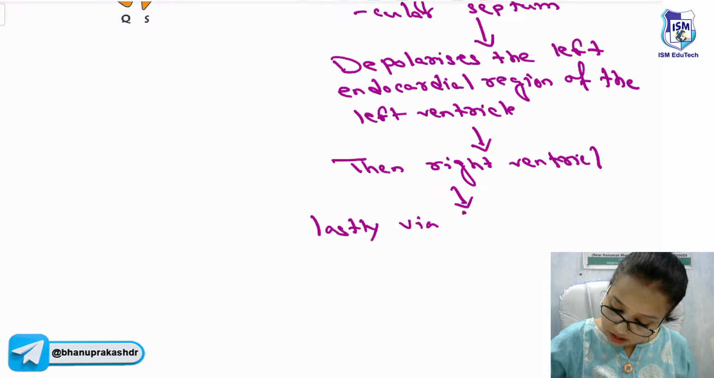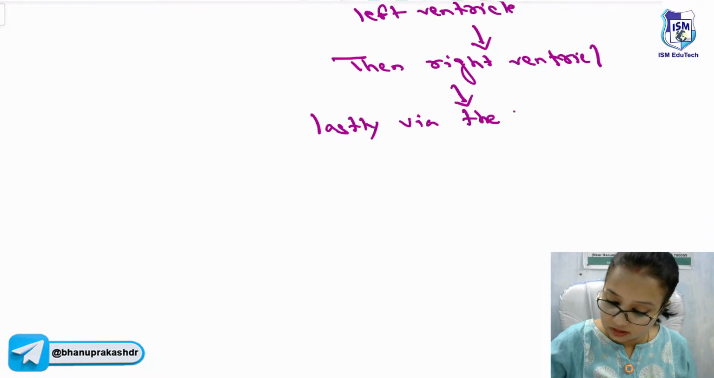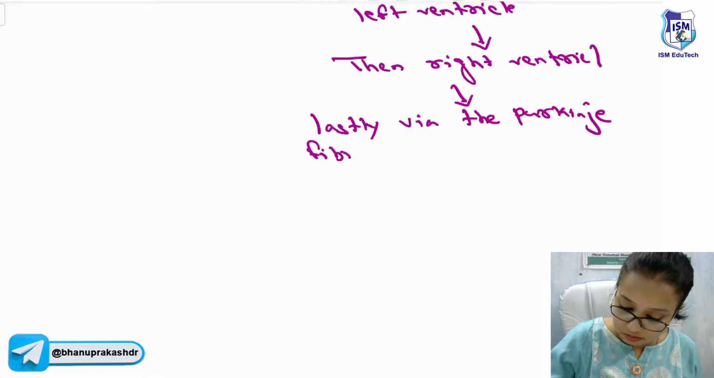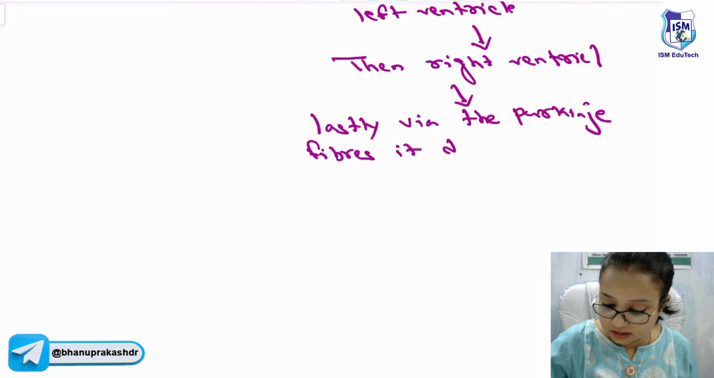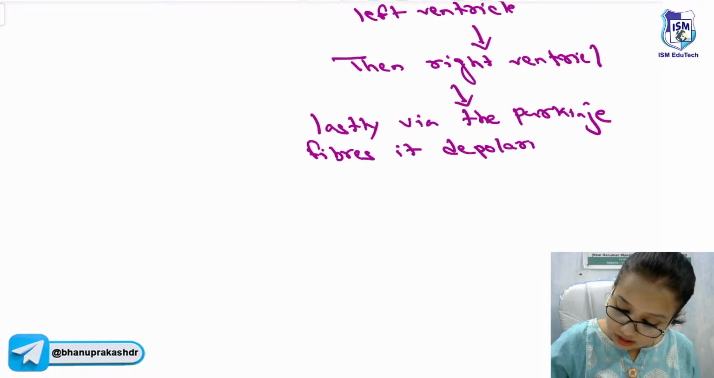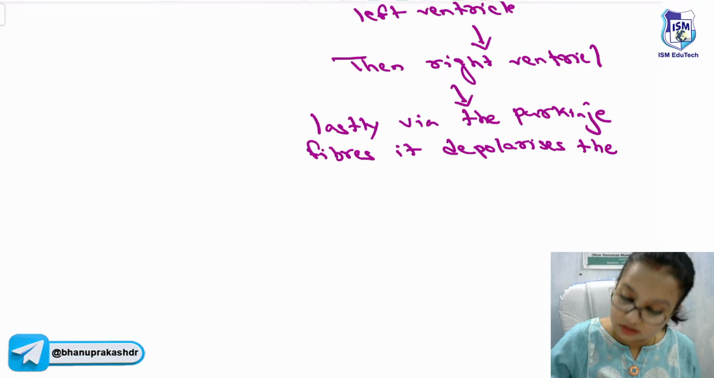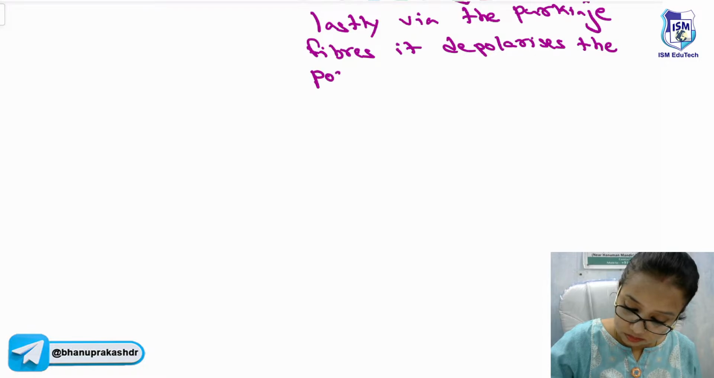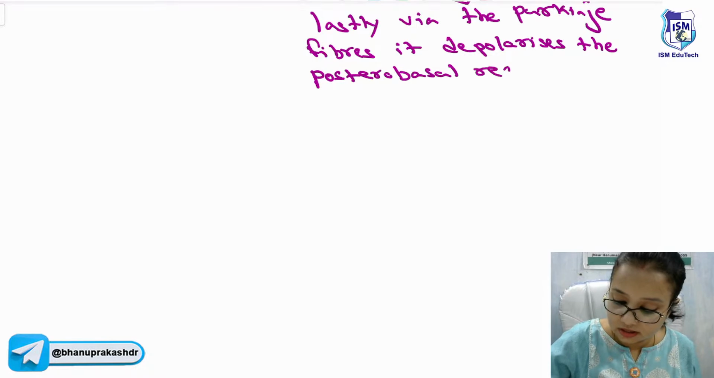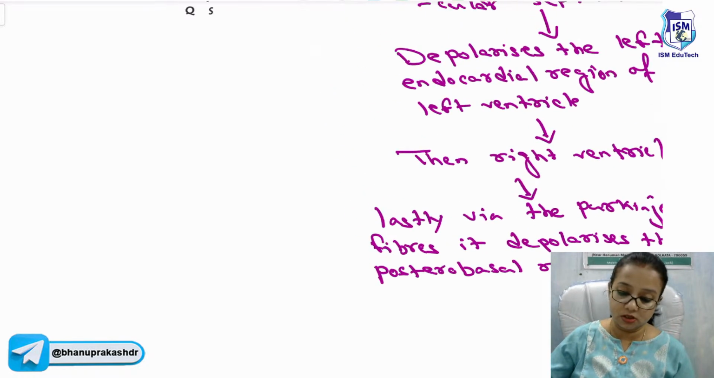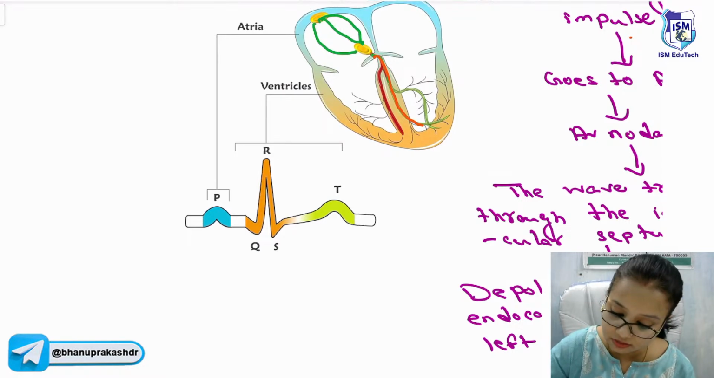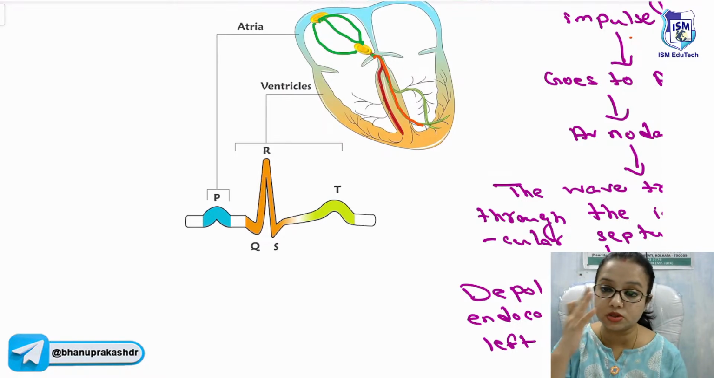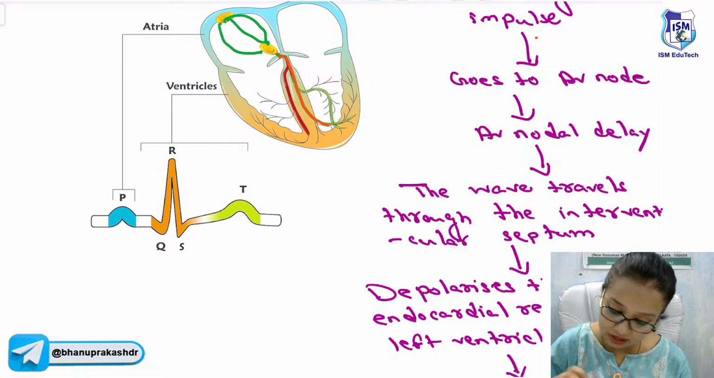and lastly, via the Purkinje fibers, it depolarizes the posterobasal region. Okay, it just sweeps up. Via this fascicle, it sweeps up in the posterobasal region, as we have seen.